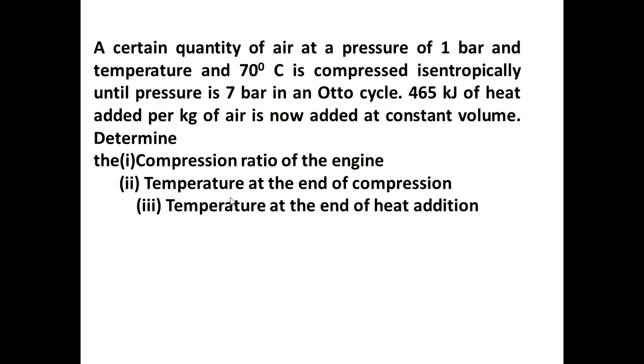The problem statement: a certain quantity of air at pressure 1 bar and temperature 70 degrees Celsius is compressed isentropically until the pressure is 7 bar in an Otto cycle. 465 kilojoules of heat per kg of air is then added at constant volume. Determine the compression ratio of the engine, the temperature at the end of compression, the temperature at the end of heat addition, and the temperature at each and every salient point.